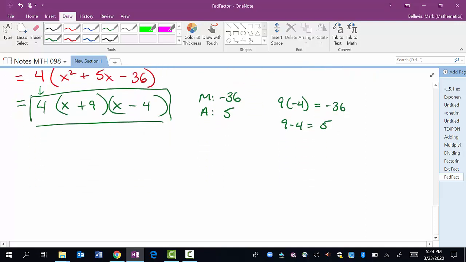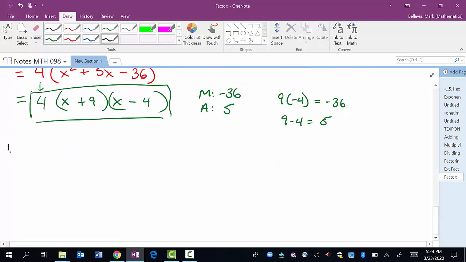And we'll just look at one more. If I said to factor this, negative 14x plus x squared plus 48.